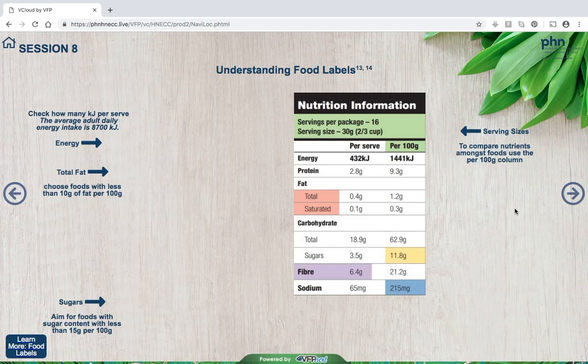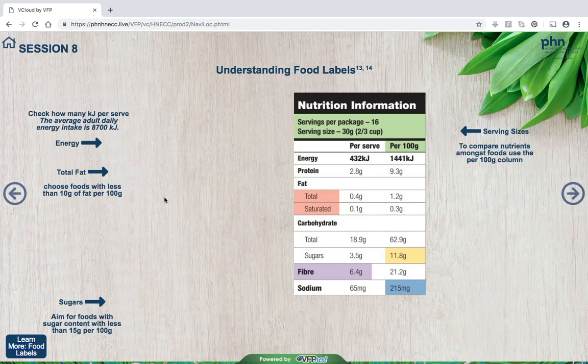Just some other information about how to read food labels. Up the top, generally on food labels, we have servings per package. So if you see a high number there, you can pretty much assume that there's 16 servings in this package displayed on the screen. So going ahead and eating half of it is probably not a good idea.